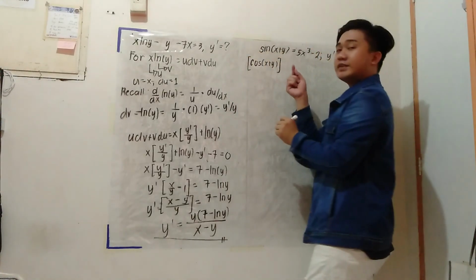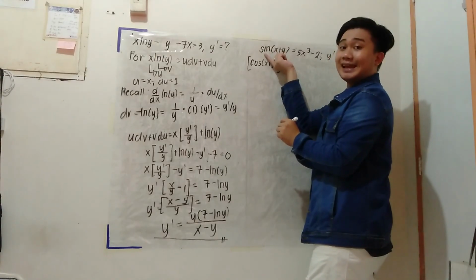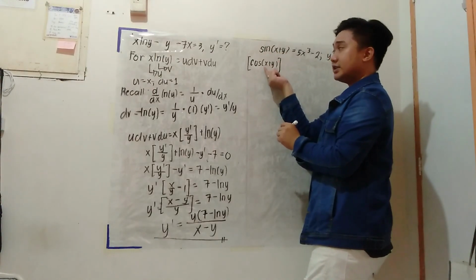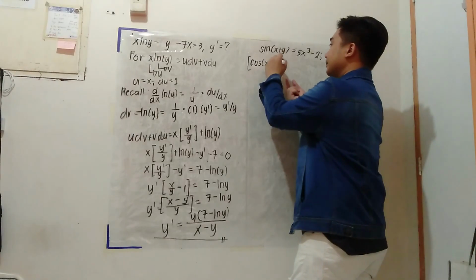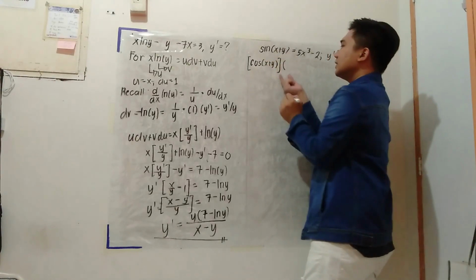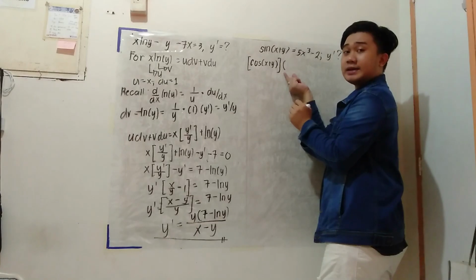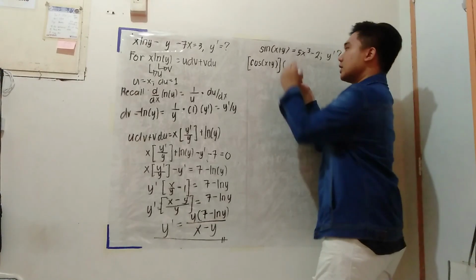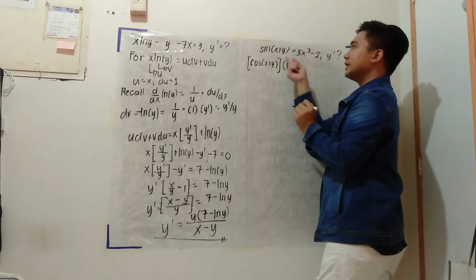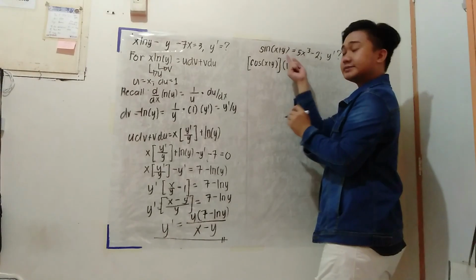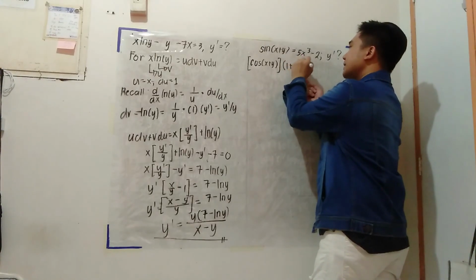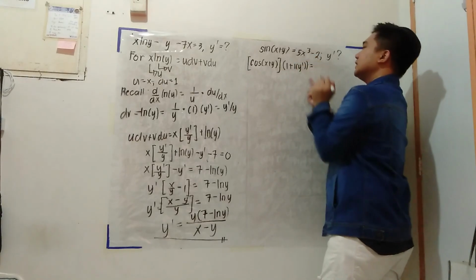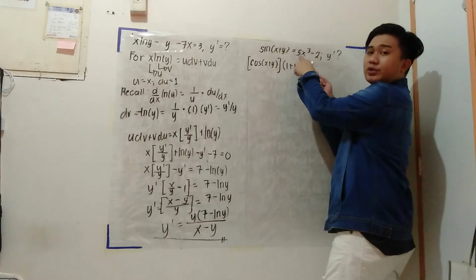And then, after ma-differentiate mo yung buong function, i-differentiate naman natin yung angle. So, anong derivative ng x plus y? Una, derivative ng x, 1. Derivative ng y, 1 times y prime equal to 5x cubed. Anong derivative nito?